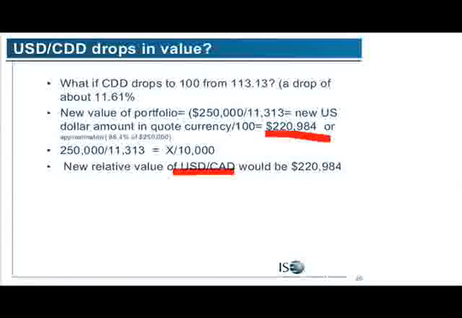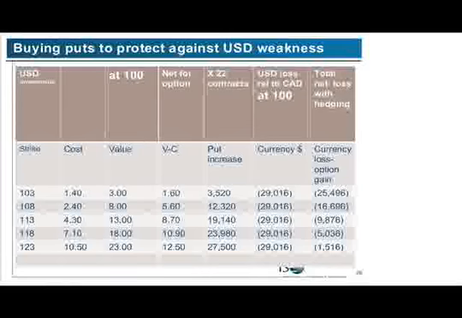So I just did sort of a simple algebraic equation. 250 divided by 1113 equals X over 10,000. And then where did I get 10,000 from? It's 100 times 100, because I'm saying that CAD is going to 100. So again, that's just approximation, but needed to know where it might go to.